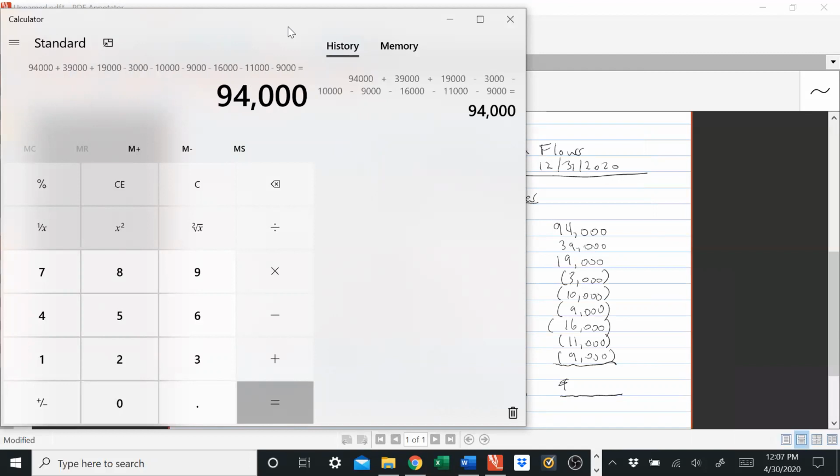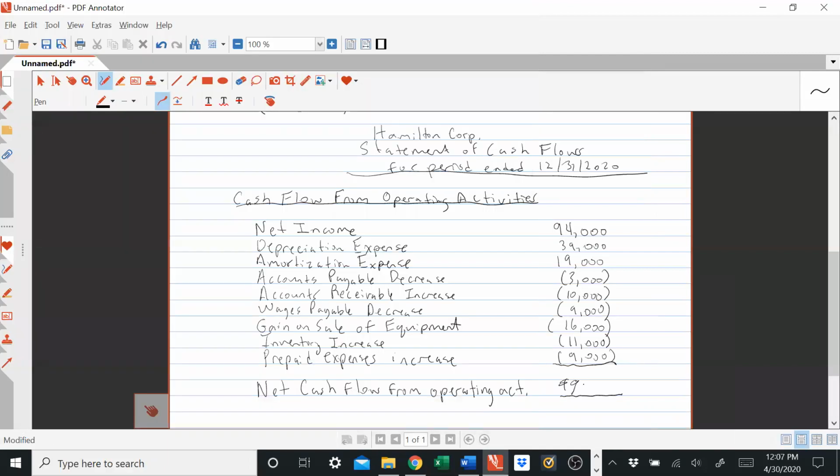Leaving us with, now this is a coincidence, but the cash flows from operating activities happens to equal our net income. The fact that this number and this number are the same is just a pure coincidence. Very rarely will they be the same.